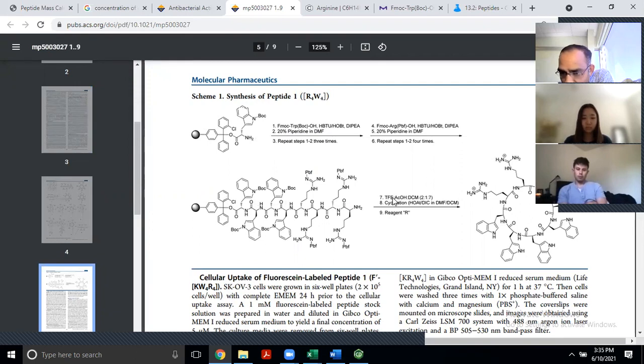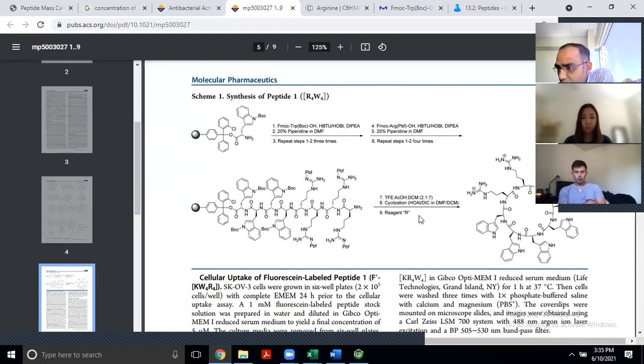Then I will do what? I will add this TFE, acetic acid, and DCM. And this just removes the resin. And then here we will have a carboxylic acid group, and here we will have an amino group, and they will react to make this cyclic structure. Okay, and then we will use reagent R, and reagent R is actually the final cleavage.